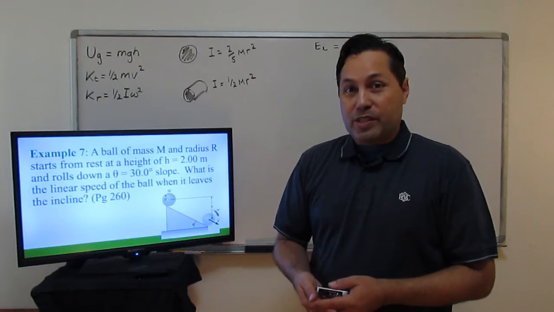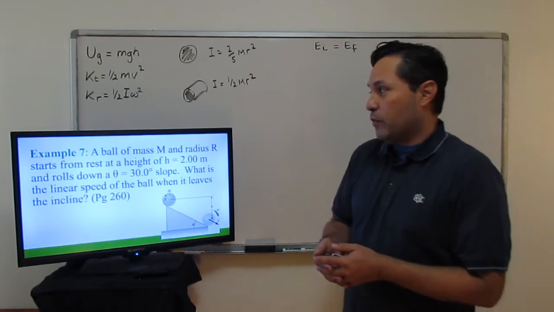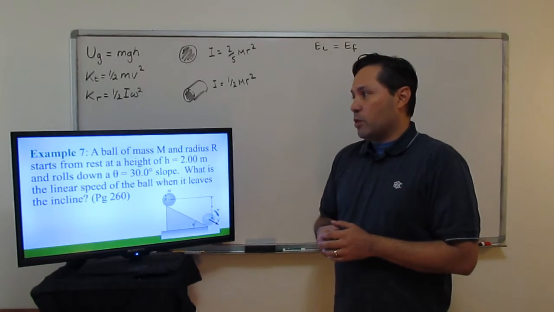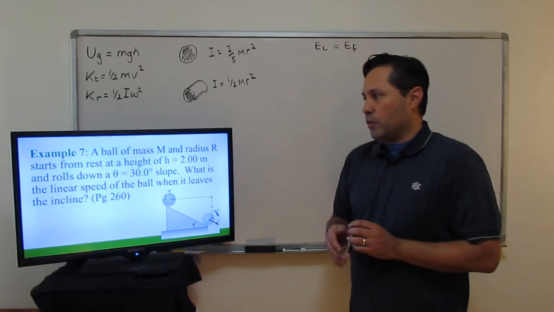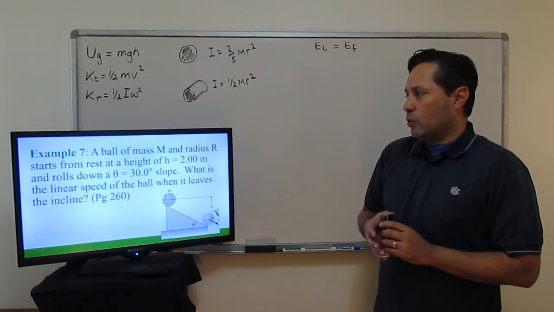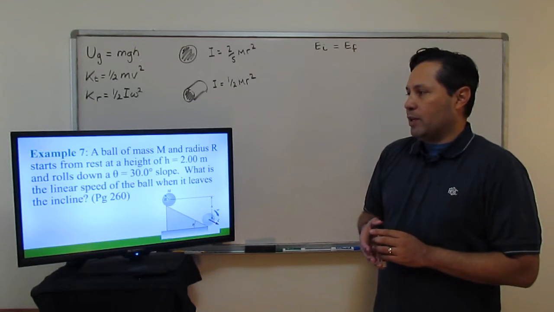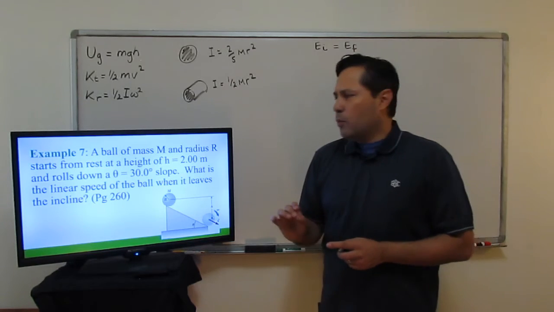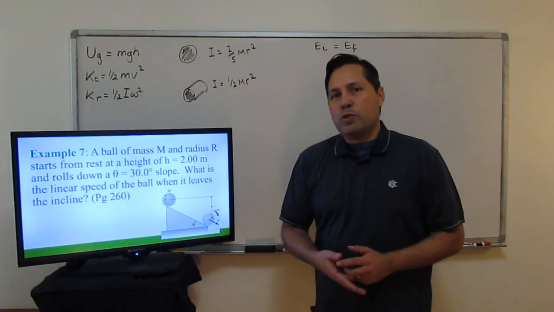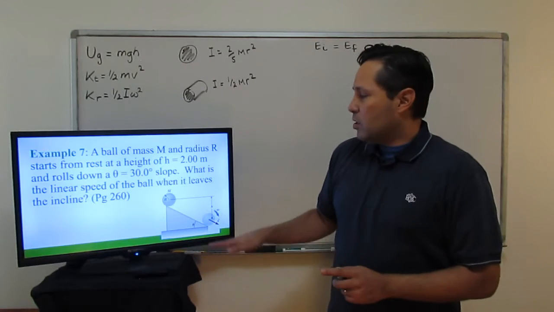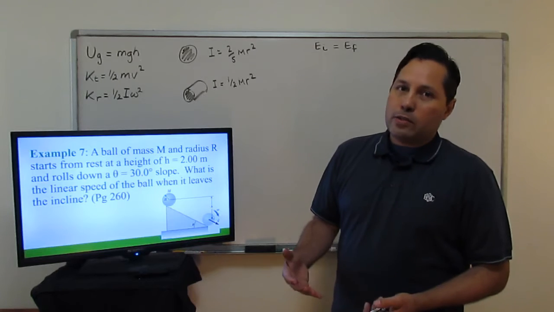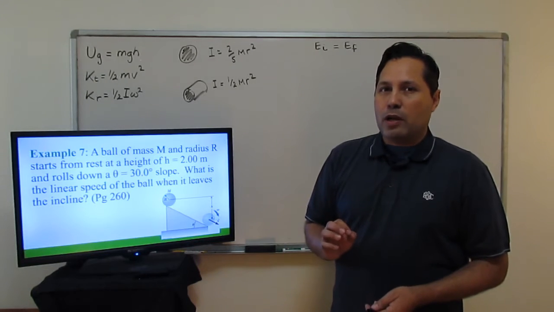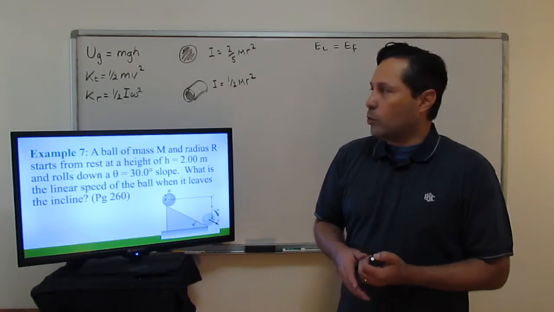Up next for us is example 7. In this problem they ask you the following. A ball of mass m and radius r starts from rest at a height of 2 meters above the ground and rolls down a 30-degree slope. What is the linear speed of the ball when it leaves the incline? First of all, one of the things I want to address is the slope. The slope is going to be irrelevant to this problem. It does not matter. What does matter is how high it is off of the ground. It is 2 meters off of the ground, and that's really going to come into play, not the slope.